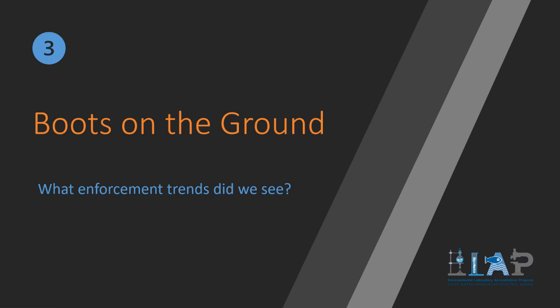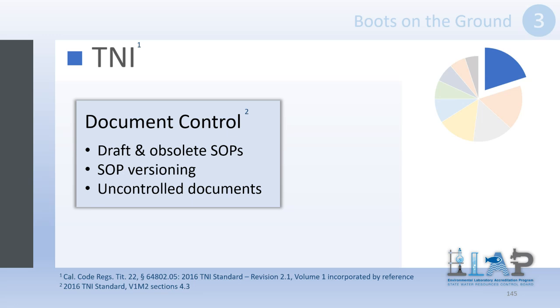All right. Next slide, please. So what did we see in 2024? Part of that was, like I said, TNI. And so this is the biggest thing that we saw when we went into labs. So were issues with document control. So we saw SOPs in draft form that were being used as the effective document. We saw obsolete SOPs that were still being used. SOP versioning, so there would be 2 different versions of the same SOP being utilized within labs. And then I think the most common one probably was uncontrolled documents within laboratories.